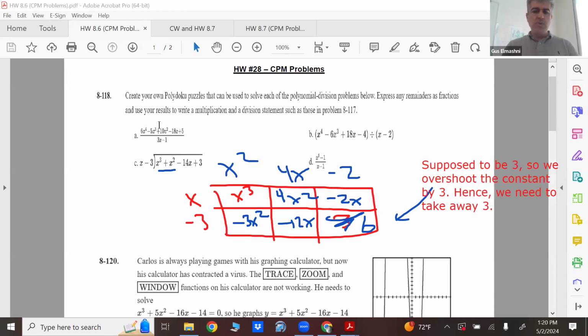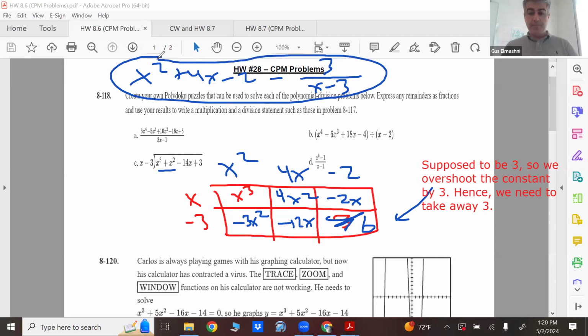So here's what you do. The answer is going to be this. x^2 + 4x - 2 - 3/(x - 3). It's actually a remainder, because you have to take it away. Okay, so what's left over?